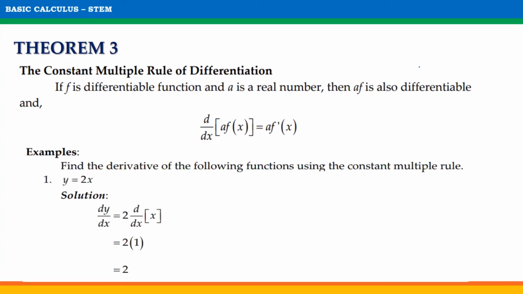For example, find the derivative of the following functions using the constant multiple rule. Y is equal to 2x. So therefore, its derivative will be equal to 2 times the derivative of x. Remember that the derivative of x is equal to 1. Thus, 2 times 1 is equal to 2. Another example, f of x is equal to 5x cubed. So its derivative is equal to 5 times the derivative of x cubed, which is equal to 3x squared. Multiplying 5 and 3, we will get 15x squared.